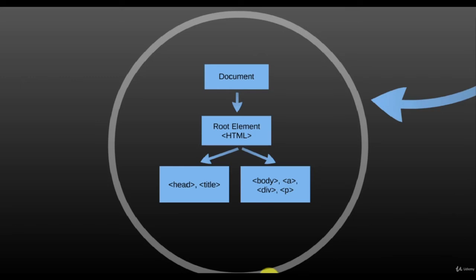Inside our HTML document, we have our root element, which is the HTML open tag. Inside the root element, we have several other elements, for example, the head tag and title tag. The root element also holds the body element, which can contain links, paragraphs, headings, divs, and just about any other element we can use to develop the content of our page.